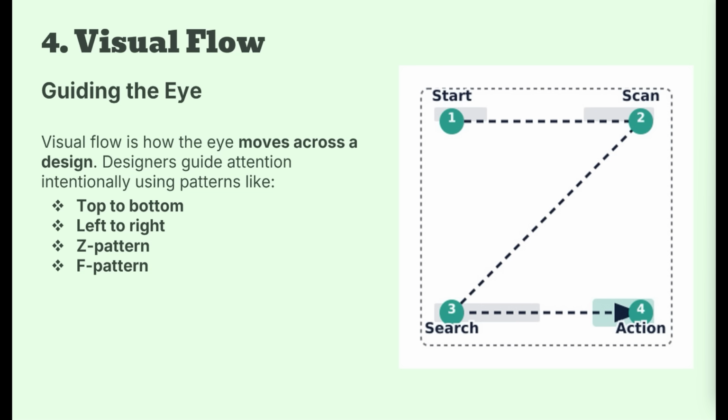From the image on your screen, you can see that the starting point is number 1, which goes to number 2, which goes down to number 3 and number 4. That is an example of the Z pattern. Visual flow controls what people will see first, what they will see second, and what they will remember in your design.